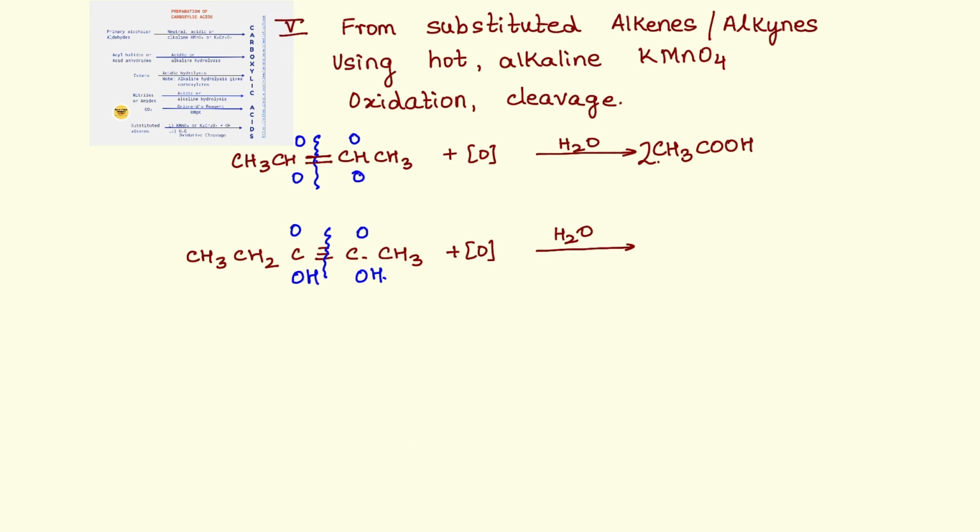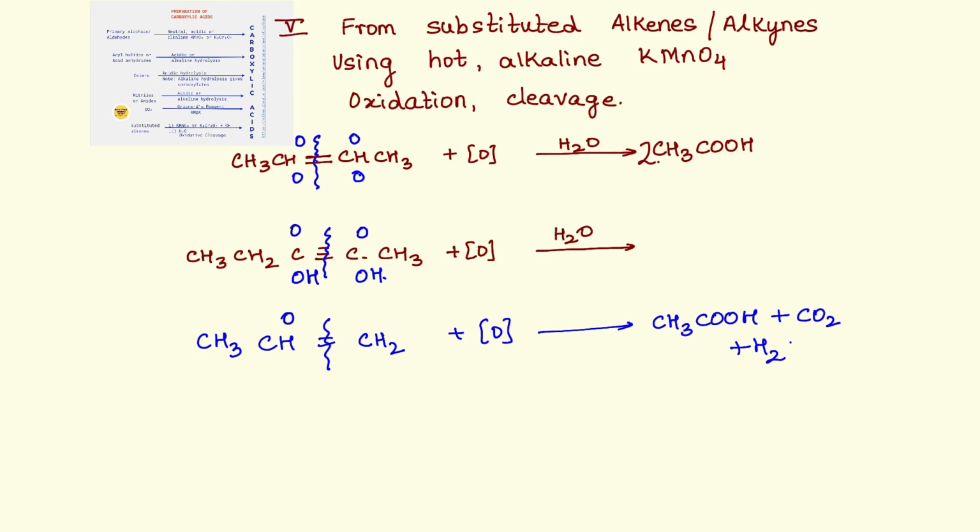Okay, what if my original alkene was CH3CH double bond CH2? How about this? What will be the products formed here? Yes, again they will be breaking down over here. So oxidative cleavage, so we will have CH3COOH. Now if you notice, there is no alkyl group over here. So what is going to happen is this CH2 group actually gets oxidized and we get carbon dioxide and water.